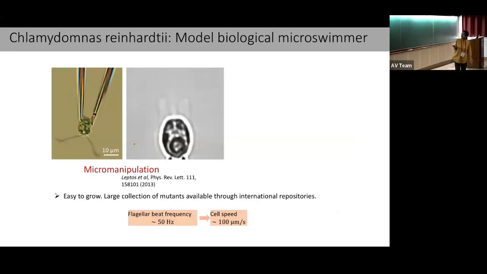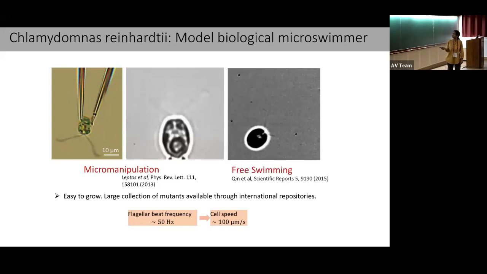So this is how the cell looks. Here we are holding the cell on a glass pipette, and since the cell is held on a pipette, you can see how its flagella beat. Its flagella beat in a breaststroke manner. The flagella beat frequency is about 50 hertz, and the cell speed, if the cell was not mounted on the pipette, would be 100 microns per second. So that's a very fast speed.